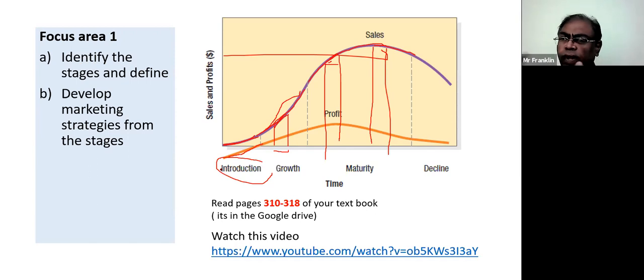And then, to the product. At the growth stage, what happened to the product? At the profit stage, what happened? At the maturity stage, what happened? At the decline stage, what happened? You have to define that, okay? And you give examples from there.